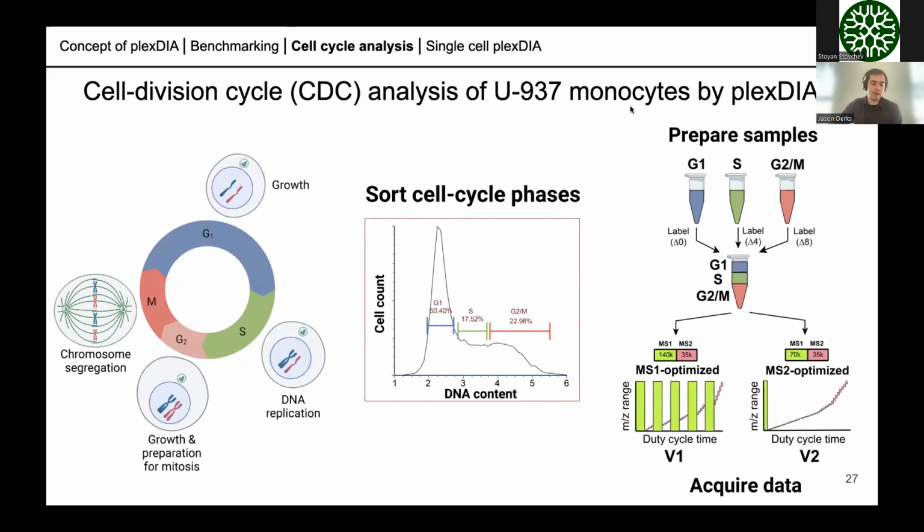And so we have actively dividing U937 cells, and we stain them for DNA, and then we FACS sort them. And the ones that have 1x DNA are going to be the G1 phase. The ones that are actively replicating their DNA are going to have somewhere between 1x and 2x DNA content, so they'll fall somewhere along here. And the ones that have twice as much DNA content are going to be in the G2M phase. So we sort these three populations. So we have a G1 phase, an S phase, and a G2M phase.